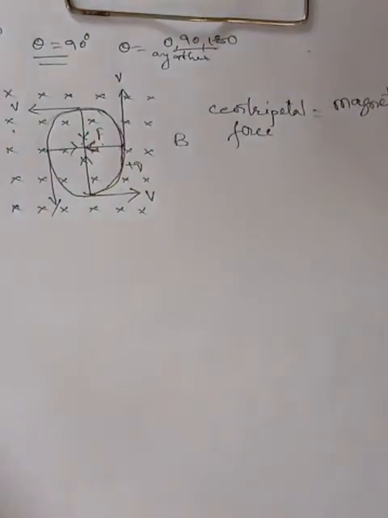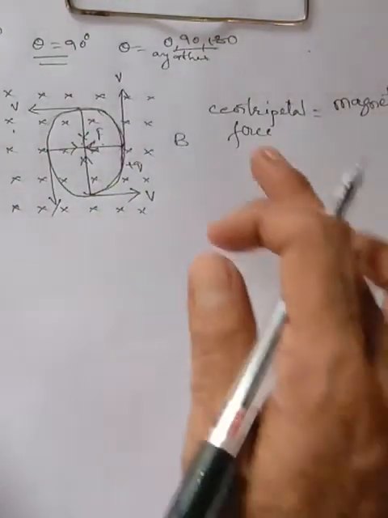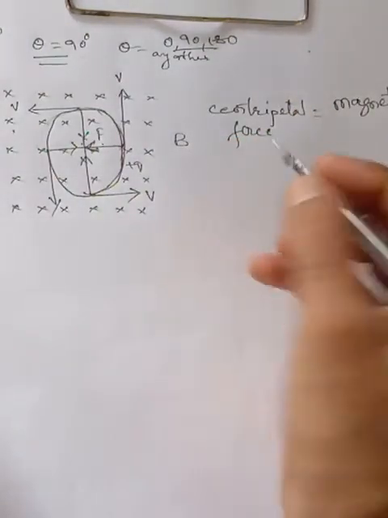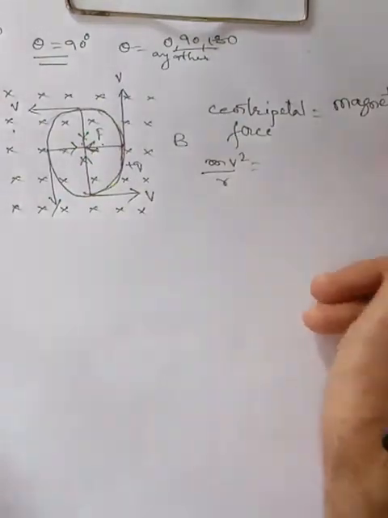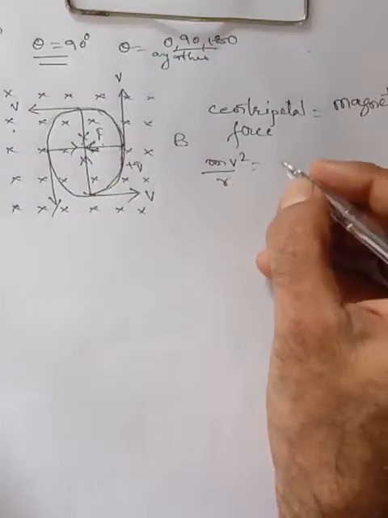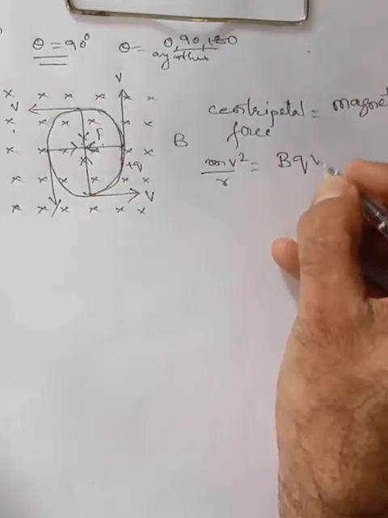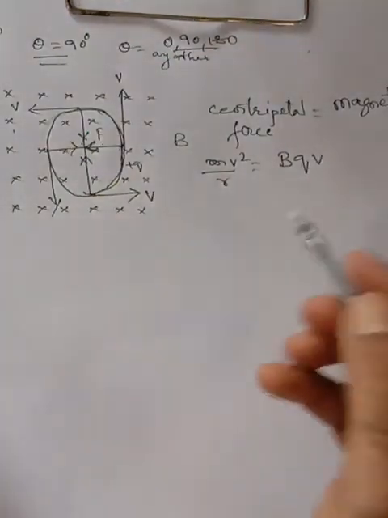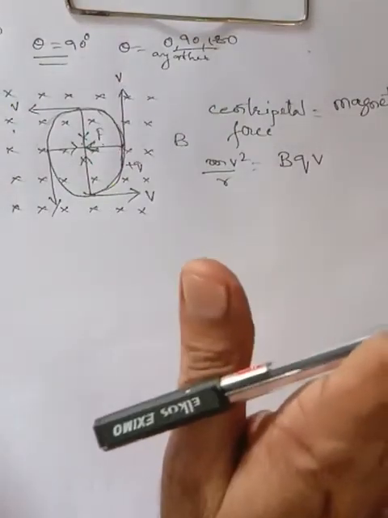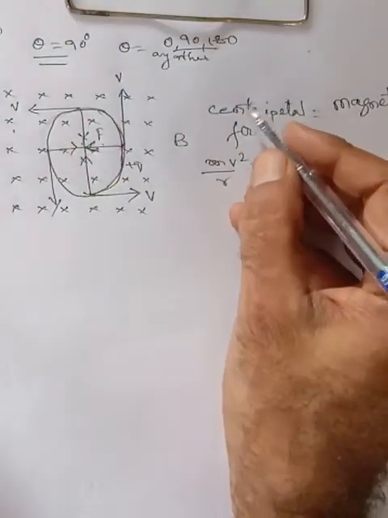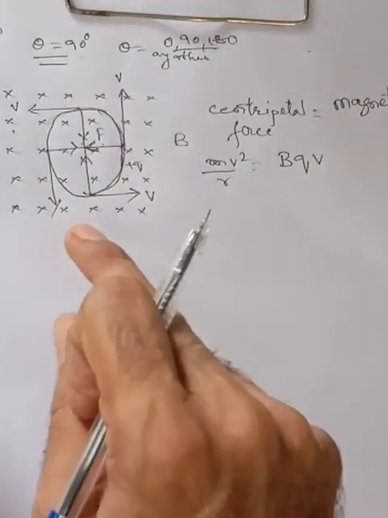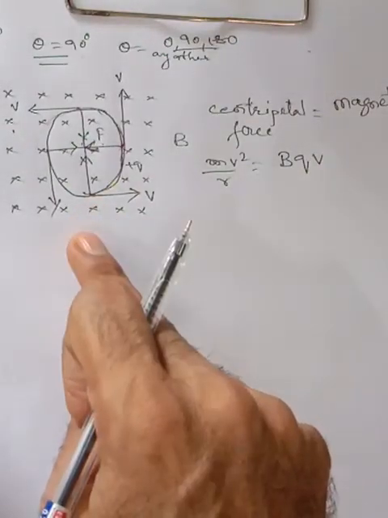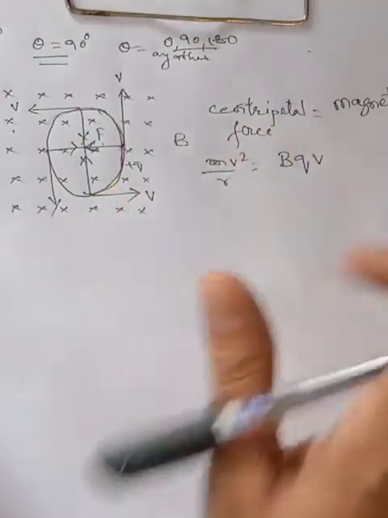Centripetal force is equal to what? Magnetic force. Now what is the formula for centripetal force? In the first year we have studied, it is mv square upon r. What is the magnetic force? Magnetic force is given by B into q into v. This derivation is very simple. You need not mug up things, you just have to understand the concept. The concept here is that centripetal force is equal to the magnetic force.